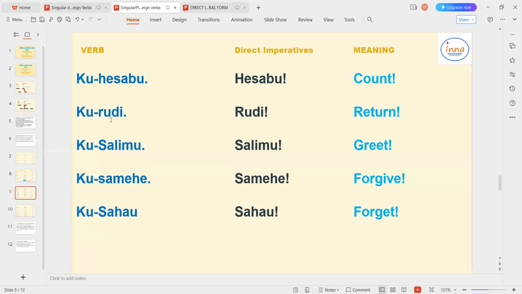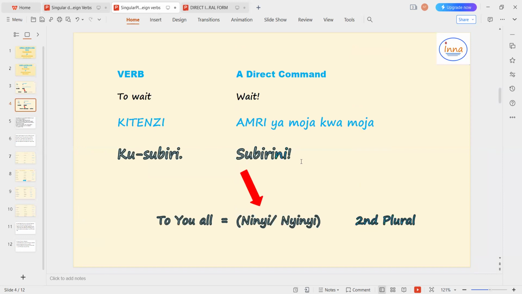So we are done with singular form, and let's see how we can command more than one person. The same foreign verbs can also be used in plural form, where just as you saw in the previous slides, the rule has slight difference compared with that of the singular form. Here, we have to modify the verb by adding ni as our suffix, and that command will be to more than one person.